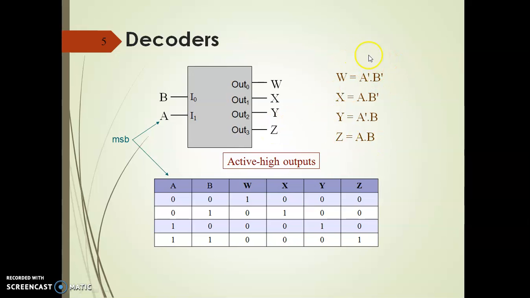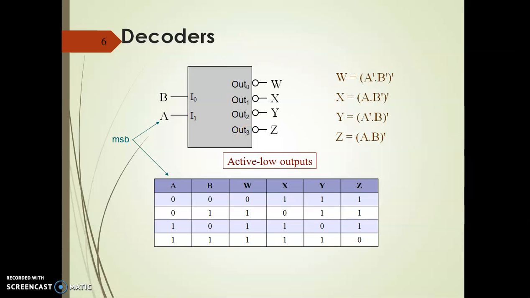So here these minterms are given. W is equal to A bar into B bar, because A is 0 and B is 0, and already we know that in a minterm a 0 input gives the bar. So this is the truth table for the 2 to 4 decoder.